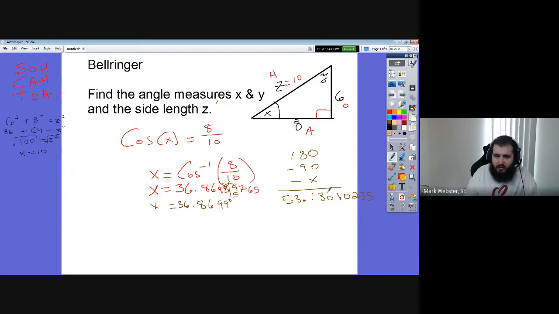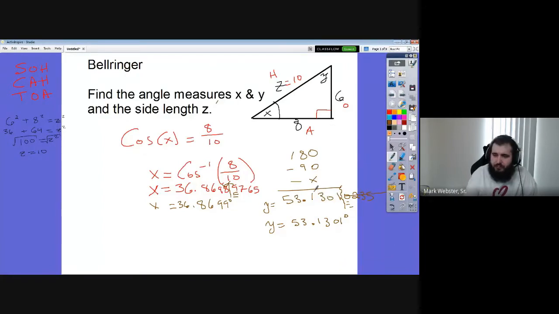53.130102335. And again, if you are not told to round something like this, you're free to cut it off at 4 decimal places. 53.1301, right? This is a 0, so that crosses away. Degrees.